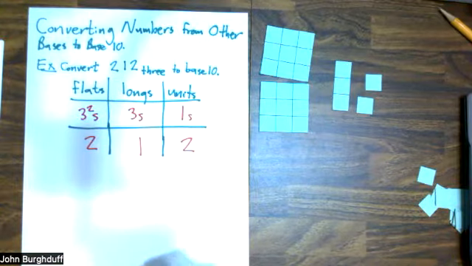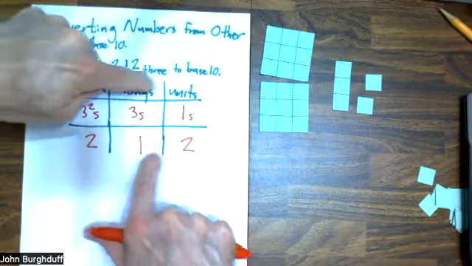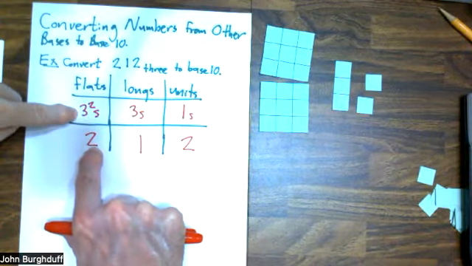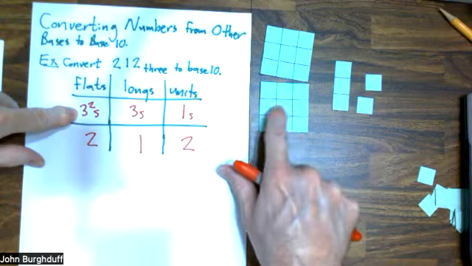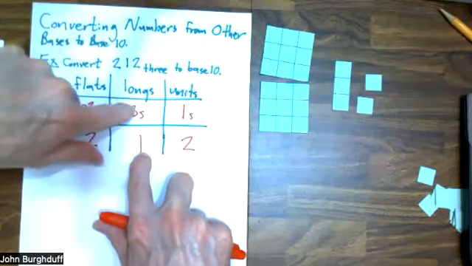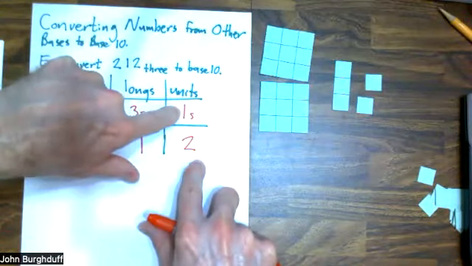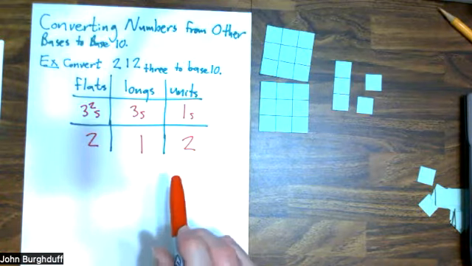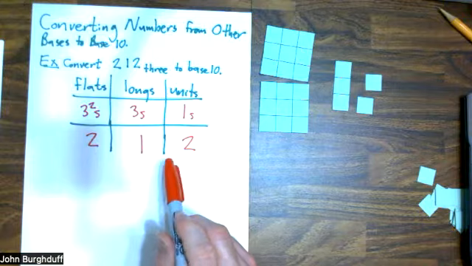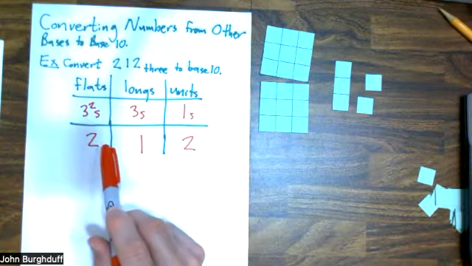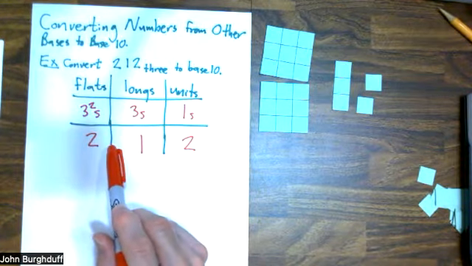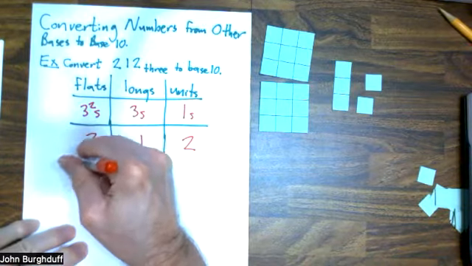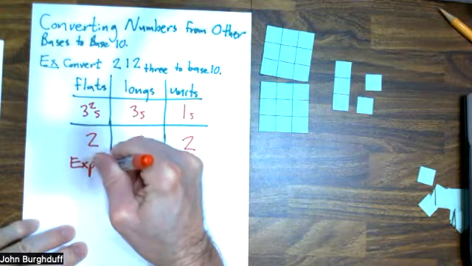And so when I say I've got 2 flats, 1 long, and 2 units, I could also say I have 2 3 squareds, or 2 groups of 9. You can see the 9 very plainly right there. 1 group of 3 and 2 single units. The reason I emphasize those values of the units, longs, and flats is it tells me that I'm going to be able to create essentially an expanded form for a base 3 number.